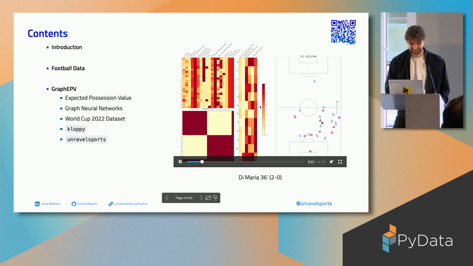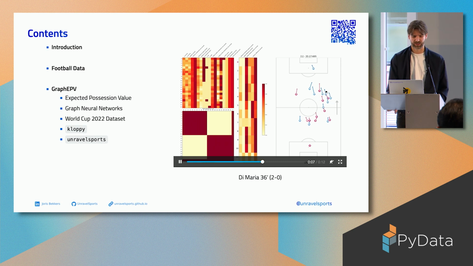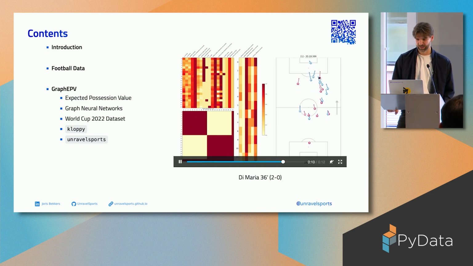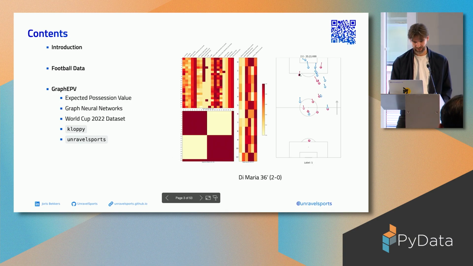Okay, we're going to build a graph neural network expected possession value model using a World Cup 2022 data set, which is publicly available. I've been told it's MIT license, so that's kind of cool. And yeah, we're going to do that primarily with Kloppy and Unravel Sports, and in the back end, it will have a lot of Polars.